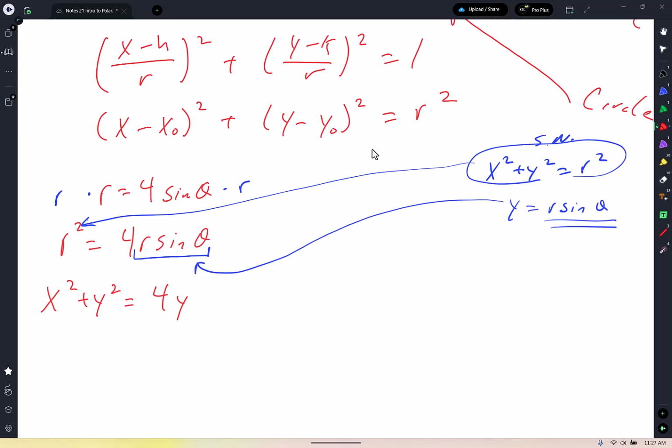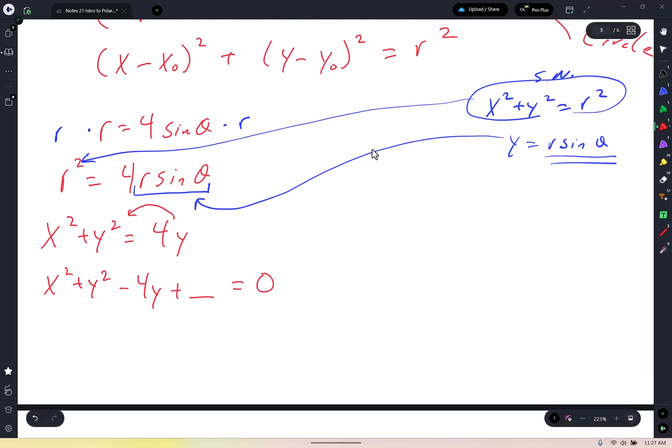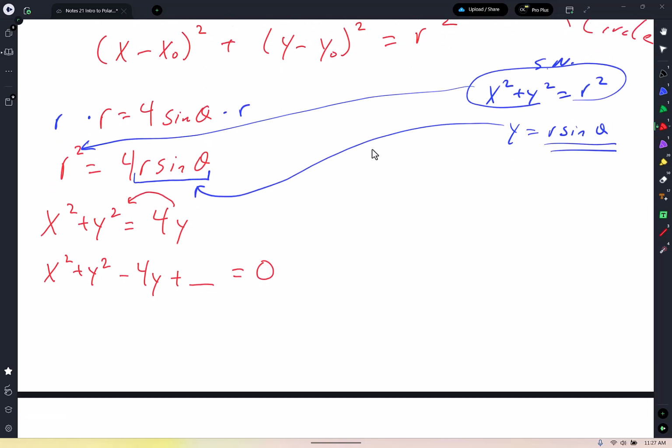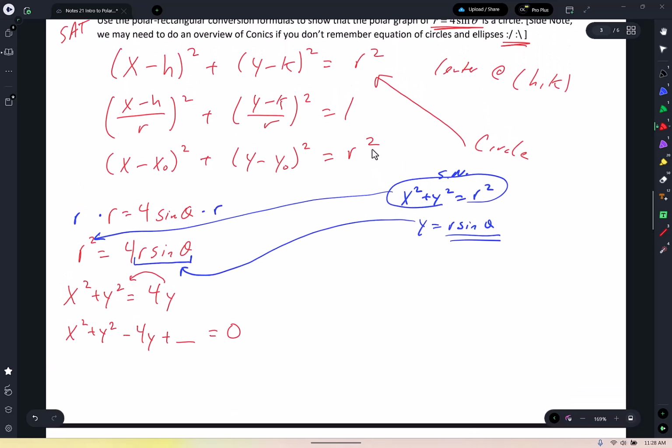Now we require algebra. Okay, I think we'll be fine. I'm going to move the 4y to the left. x squared plus y squared minus 4y plus a blank equals 0. Why did I put a blank? Let me zoom out so I can see.